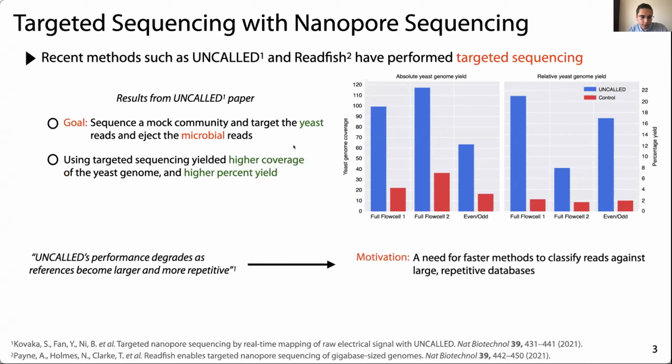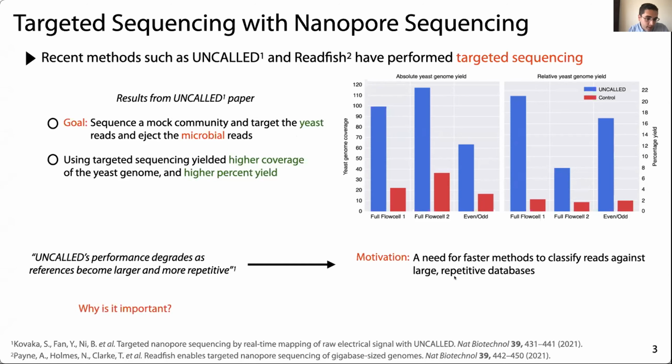I wanted to highlight this paper because it points to the motivation for our work. In the paper for Uncalled, they mentioned that performance degrades as references become large and more repetitive. So it pushes the need for faster methods to classify against large repetitive databases.